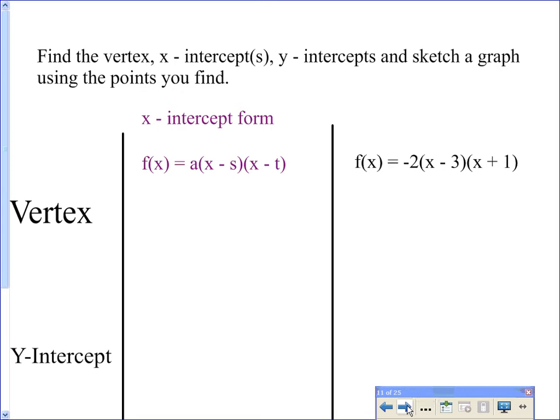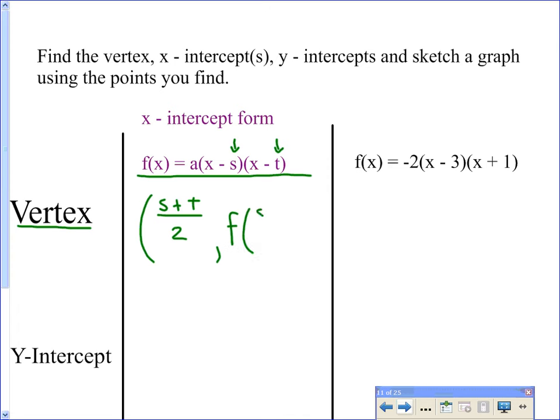So for our x-intercept form, we're going to find the vertex first. The vertex is going to be the average of these two. So we're going to say (s plus t) over 2, and that's going to be the x-coordinate. When you find the y-coordinate, it's just like we did in the previous example. You do f of (s plus t) over 2. Okay, so that's going to give you the coordinates of your vertex.